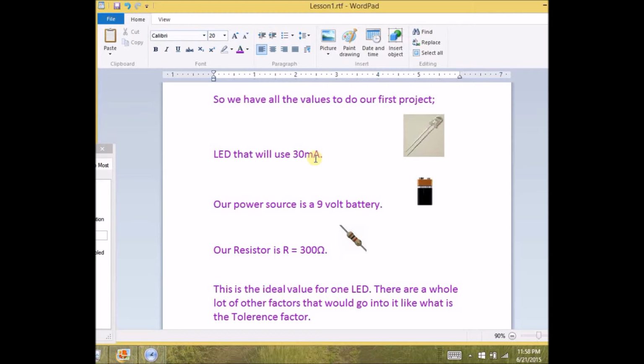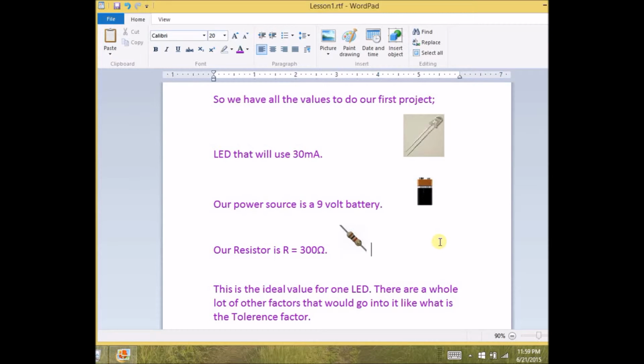Our LED is going to be 30 milliamps. Okay. Our power source is a 9-volt battery. Now, this can change, which is what I was about to say before. This can change because it depends on what power supply you set up to use with your Arduino and with your system. It's pretty much your choice on what power supply you will use, but that's something that you will have to decide. You don't want to get something that's going to be too powerful for your Arduino.